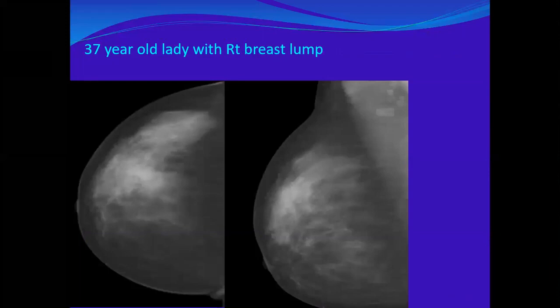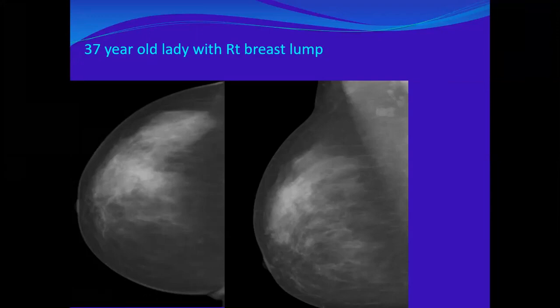So this is my patient. A 37-year-old lady presented with right breast lump. She has a palpable abnormality. So what is the abnormality? Yes, there is an area of focal asymmetry noted at the right upper outer quadrant, mid breast. Excellent. No associated calcifications or associated features. Excellent.